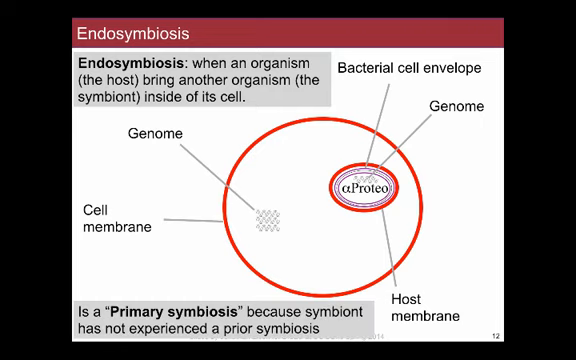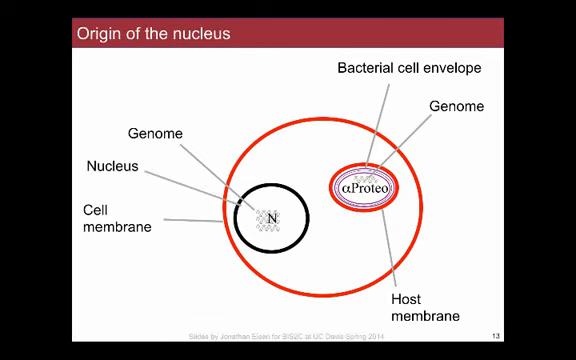Oh, sorry, before I go on, this is when an organism is brought inside another organism. If that symbiont has never experienced a symbiosis like this before, it's called a primary symbiosis. And this is going to be important because we'll see other kinds of symbioses. So this is the primary symbiosis in the history of this proteobacterium. So it's been brought into the cell, it starts to evolve this sort of mutually beneficial interaction.